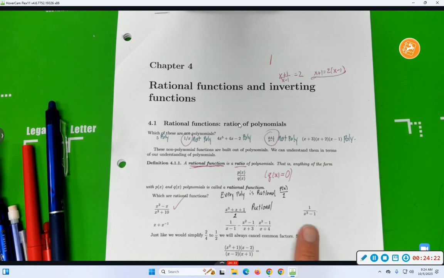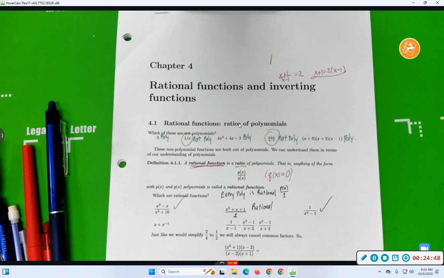Next one. 1 over x cubed minus 1. Is it a rational function? Yes? Yeah. This is why it was important that constants be allowed to be polynomials. If a constant wasn't allowed to be a polynomial, I wouldn't be able to call that a rational function. But I'd like to call that a rational function because I can study it the same way as any other rational function.